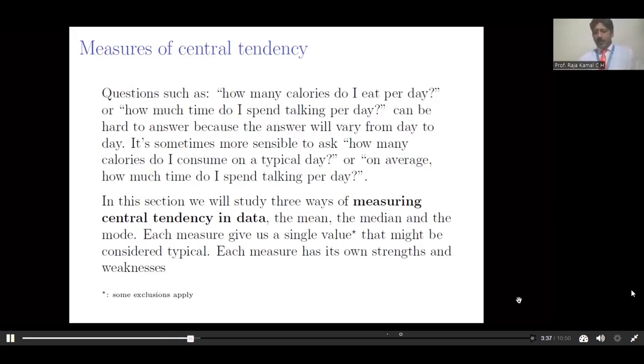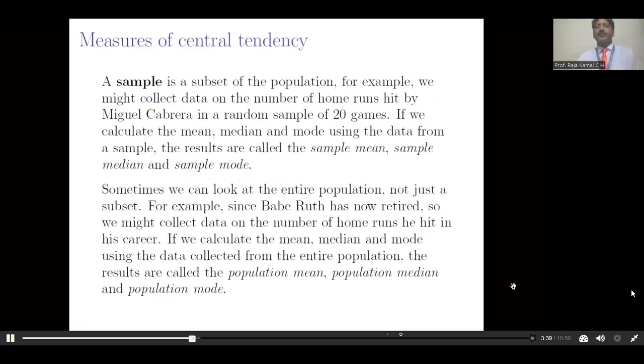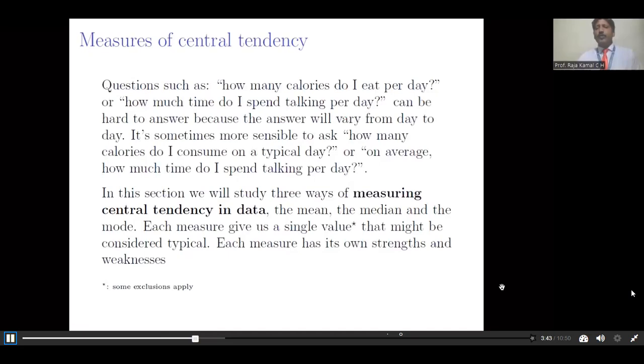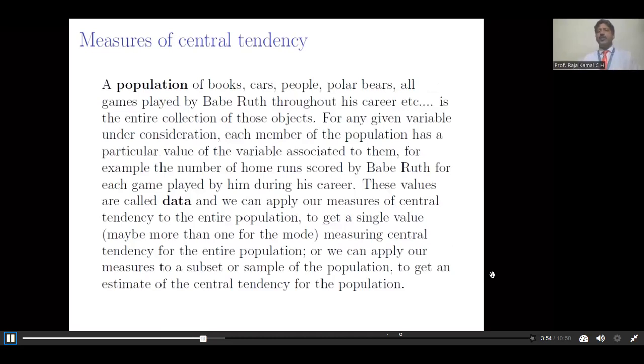Let's have some discussion about it. We are going to learn about mean, median, mode, and other methods of measuring central tendency. Let's begin with some basic concepts of measures of central tendency.